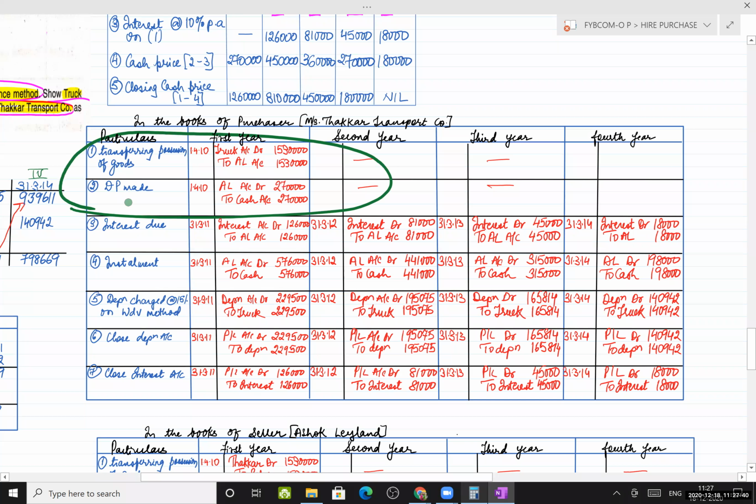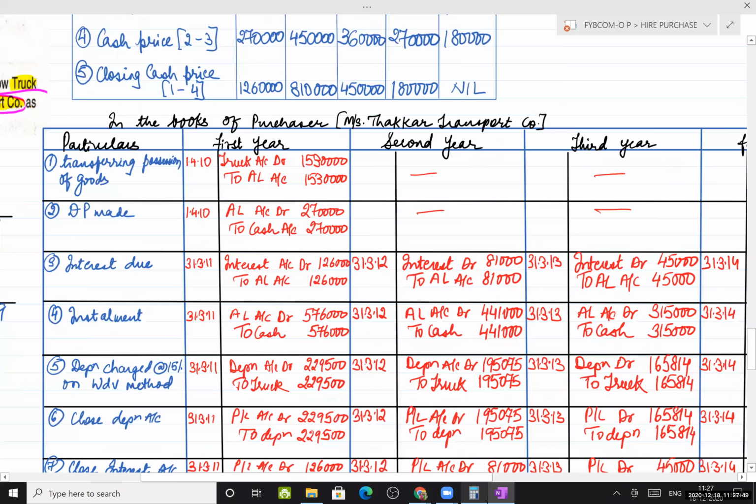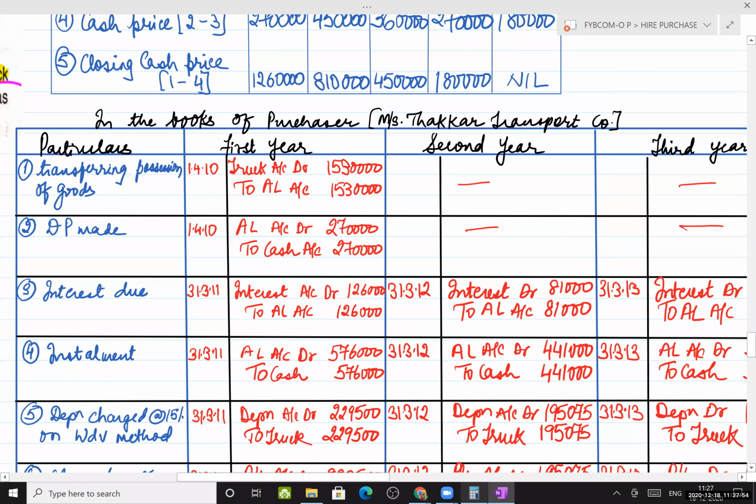This first 2 steps are not applicable for the subsequent years, second, third, and fourth. It is applicable only in the first year. Okay, so transferring possession of goods and down payment. Truck account debit to the seller, that is Ashok Leyland, and down payment, Ashok Leyland to cash. Okay, all the figures you will get from your interest table as well as your depreciation table. This is the value of the truck and that's the down payment money.